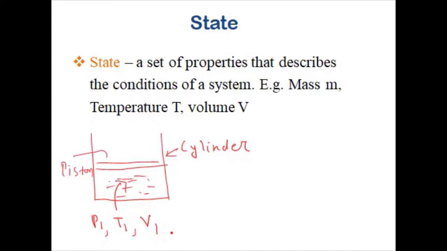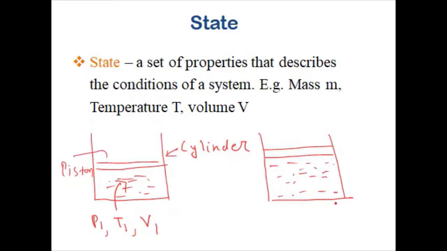And we are taking the example of expansion. Let's say this gas is expanding in the system. So after the expansion, we have this condition. Let's say this piston moves upwards and this gas is expanding in this volume. So here we can see that the volume is changed, the temperature is also changed, and the pressure is also changed.